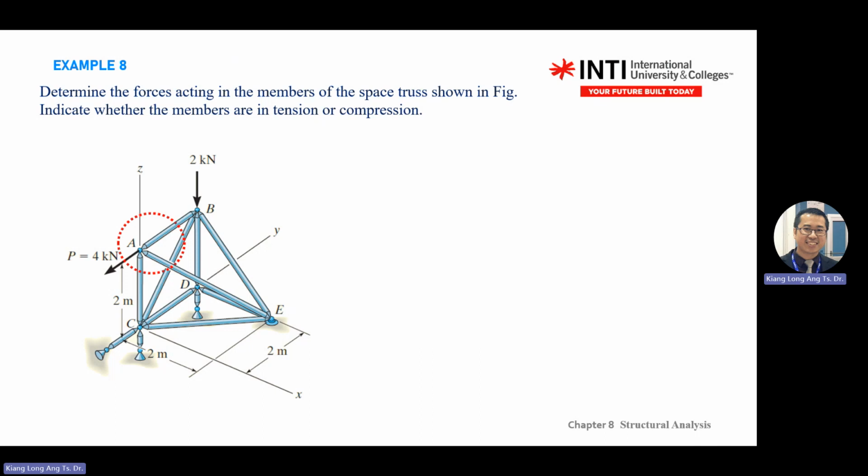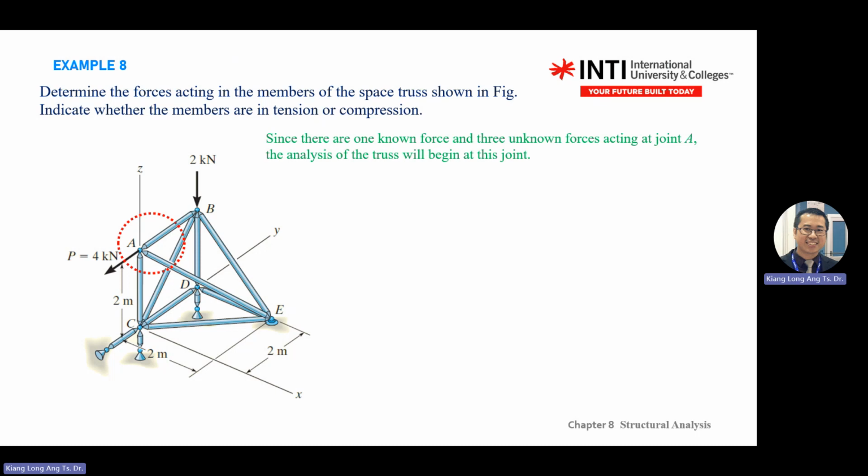So we start with point A. Why point A? Because point A is on the axis. It's easier to do the analysis, and you have a known value there.